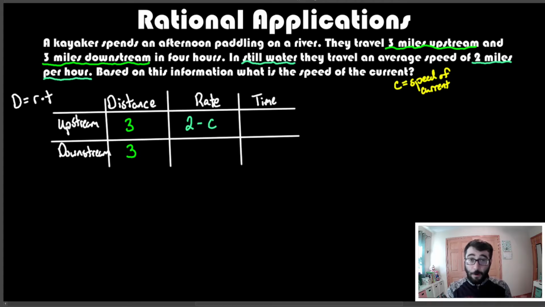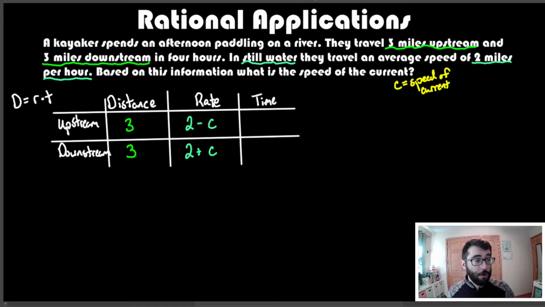And then conversely, if you're going downstream, the current's actually helping you, right? If you're traveling downstream, that current is actually pushing you, it is helping you, it's aiding you, so we are going to add their rates. And remember, we don't know the speed of the current. That is the value of C.